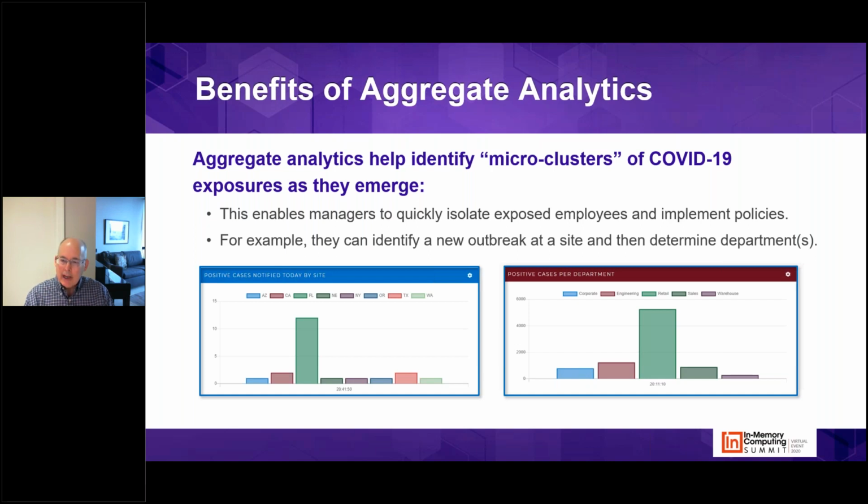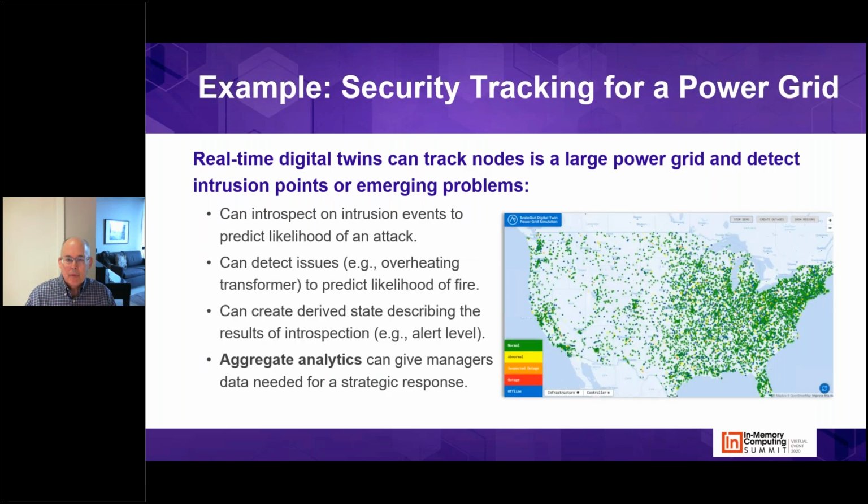First, an immediate notification to the retail department in the Florida site, and then notification of action to be taken to limit the exposure. So you see the power of real-time digital twins to both provide fast notification and to provide aggregate analytics that helps make strategic decisions to deal with issues. So here's another example of tracking a power grid.